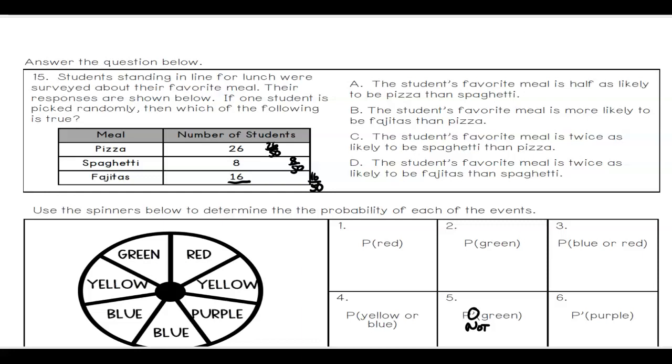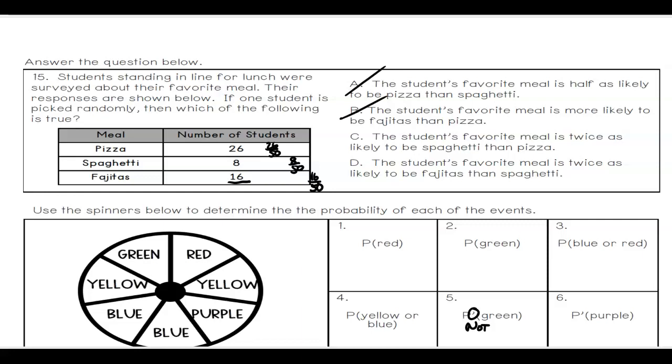The student's favorite meal is half as likely to be pizza than spaghetti. Well, pizza is 26, spaghetti is 8. That's not half of each other. The student's favorite meal is more likely to be fajitas than pizzas. Well, fajitas is 16 and pizzas is 26. Pizza's more, so that's out.